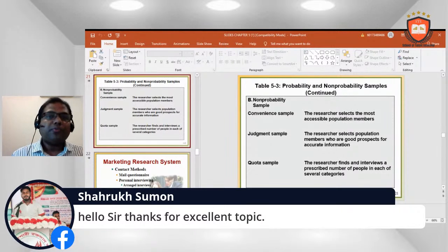Let's say convenience sample. So what is the convenience sample? The researcher selects the most accessible population members. Judgment sample. What is the judgment sample? The researcher selects population members who are good prospects for accurate information. Quota sample. The researcher finds and interviews a prescribed number of people in each of several categories.